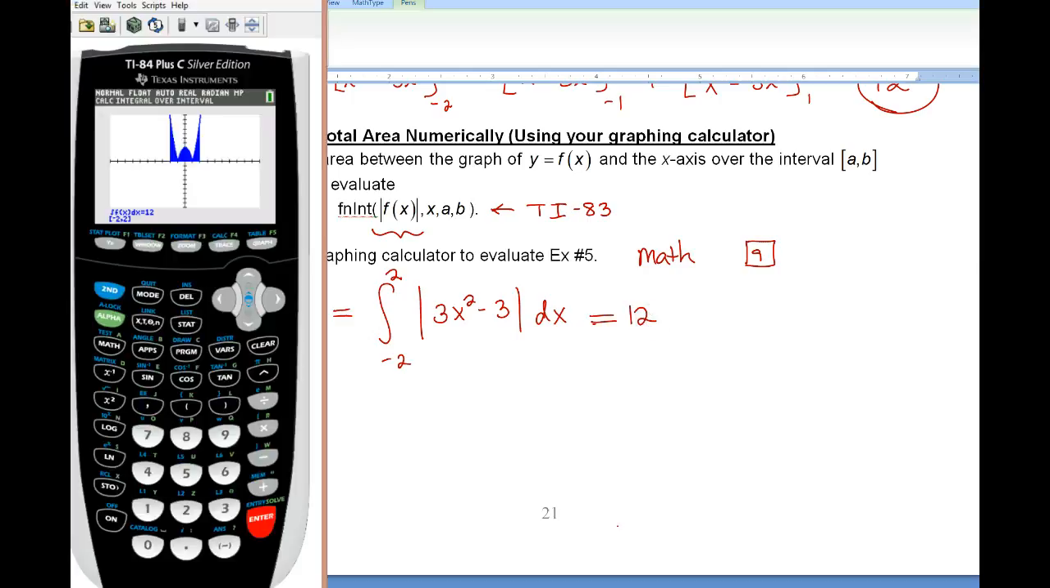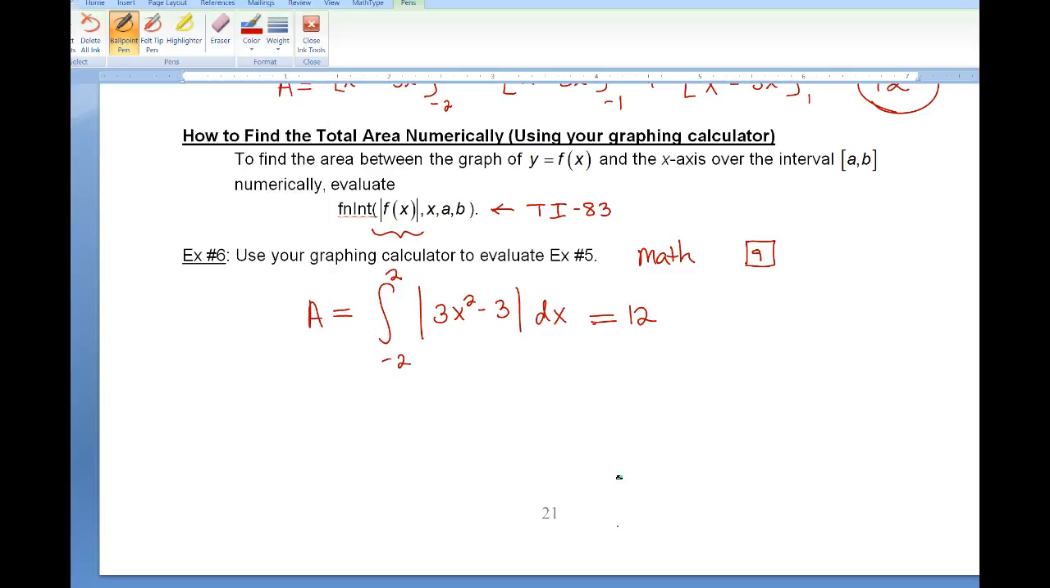Guys, you can either do what I did, where you type it into your y equals and do it that way, or you can do the math button. Number 9 is the function integrate, and you get the absolute value by going math over to number. If you don't put the absolute value, why didn't you just get an 84? Everybody get 12?